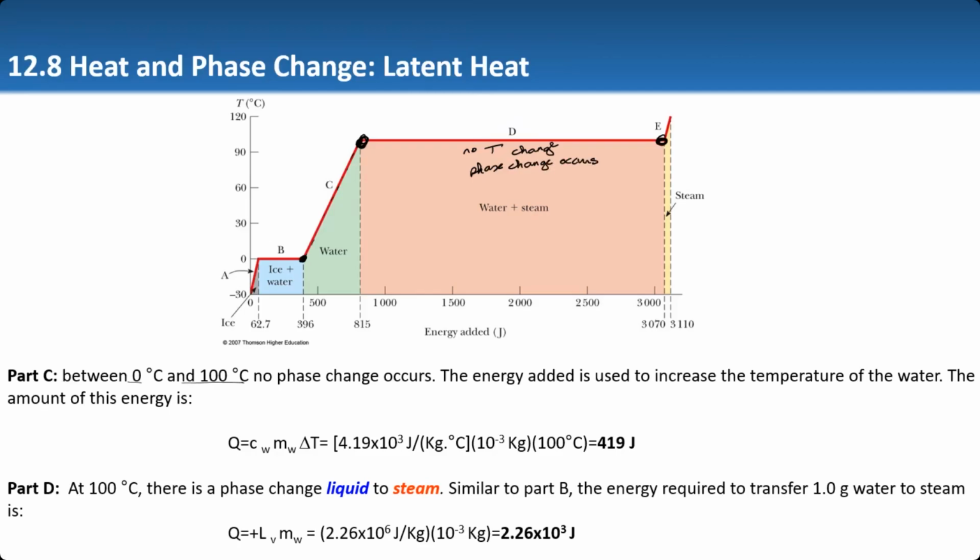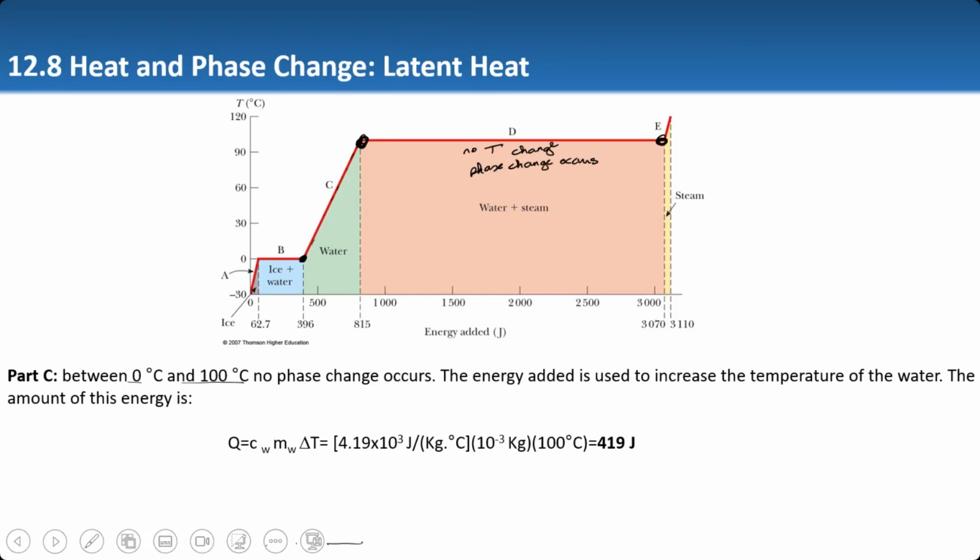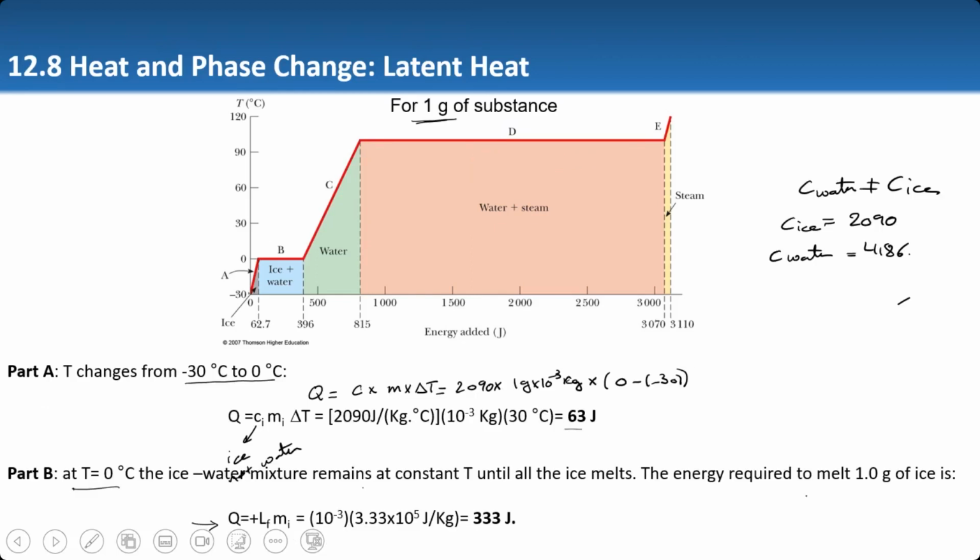And this is a phase change from water to vapor. In that case, I will use Q equals ml, the mass of the water, times the latent heat of vaporization. It's a different constant from the melting, by the way. It is 2.26 times 10 power 6. For melting, I used 3.33 times 10 power 5.